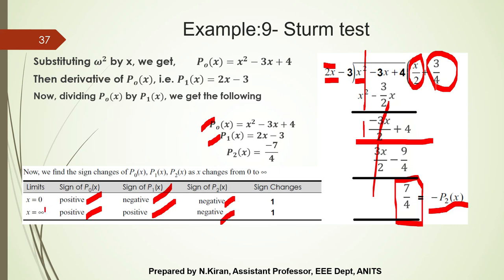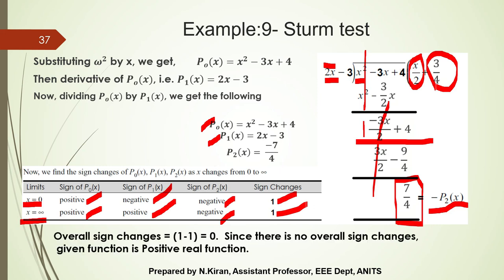So when x is equal to 0, you can see how many sign changes we have got? 1. And when x is equal to infinity, the number of sign changes is 1. So therefore the overall sign change is 0, isn't it? 1 minus 1. Since there are no sign changes, the given function is a positive real function. It means the third condition, A of omega square, is greater than or equal to 0 for all omega. Hence the given function is a positive real function.